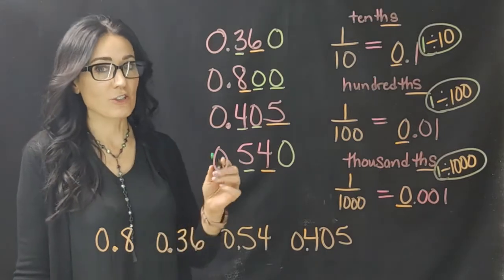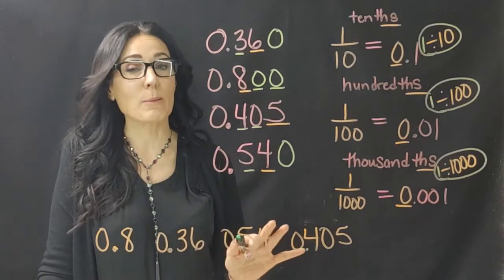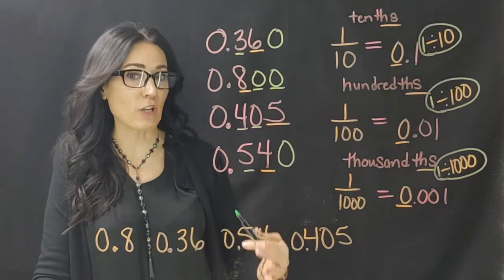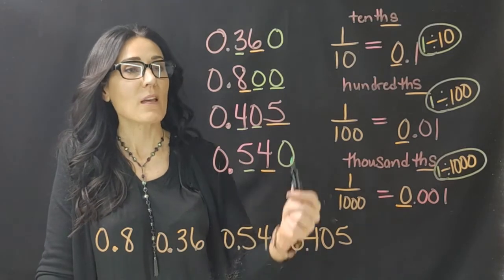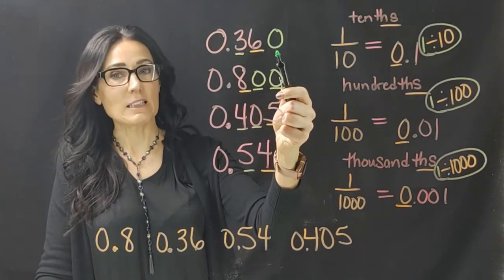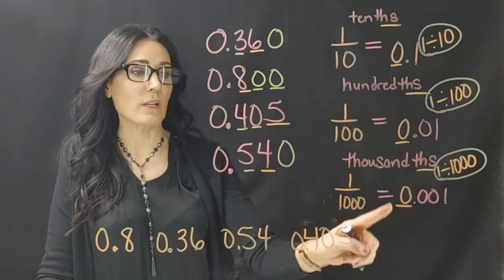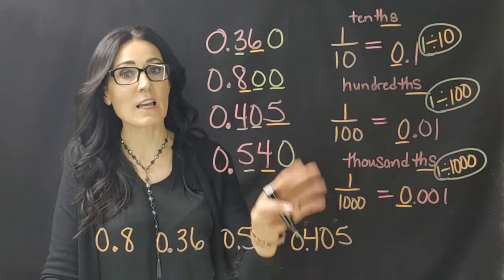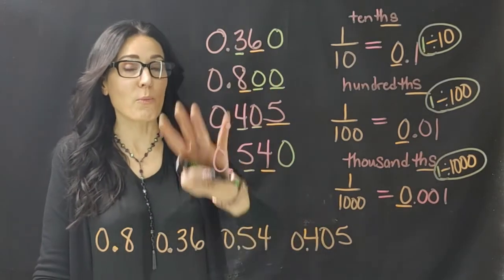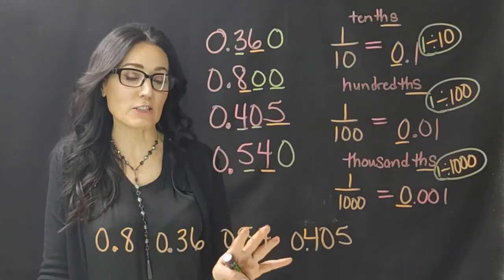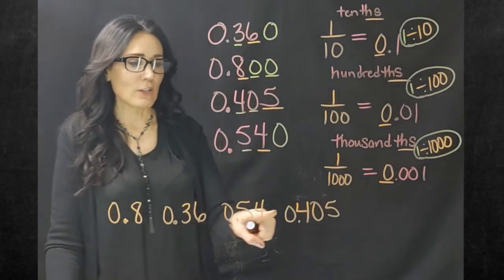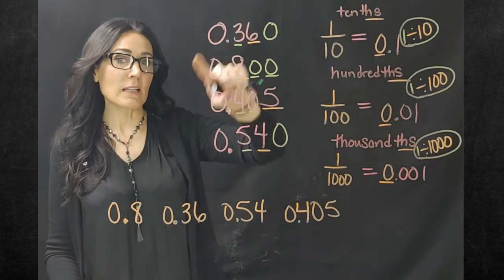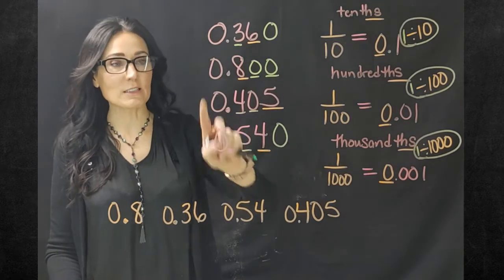Now look how this changed the numbers. It didn't change the value of the numbers, it just changed their name. It's like simplifying, or what we do with fractions, we just change the name, but the value is still the same. So we have 360 thousandths now, 800 thousandths, 405 thousandths, and 540 thousandths. Now it is so much easier to tell which numbers are actually the largest. So even down here, if you give this a look, it gets almost confusing because they all have different decimal places. So if we name them all the same, make them all thousandths, it's much easier.